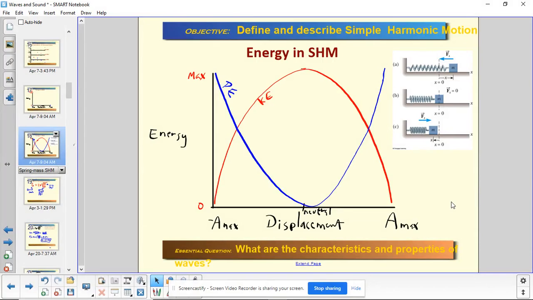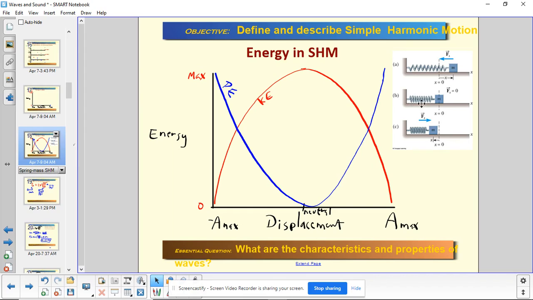It's a fairly simple thing, but AP wants you to be aware of it and know what it looks like. So here we go. What we're talking about here is graphing potential energy and kinetic energy as we go through a cycle of simple harmonic motion. This graph is easiest to understand if we're envisioning an oscillator on a horizontal spring like this. This is the same graphic we used before, and it came out of your book.